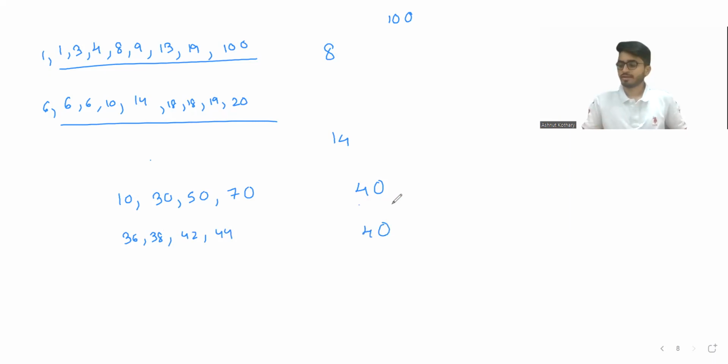So clearly both data sets have the same mean, but the properties do not look the same. What can you say? This is looking more spread out. The values are more spread out compared to here. The next thing which you're going to do is measure the spread of the data.